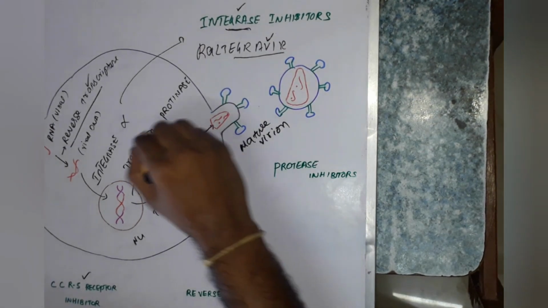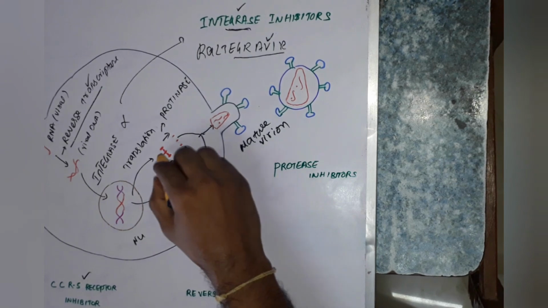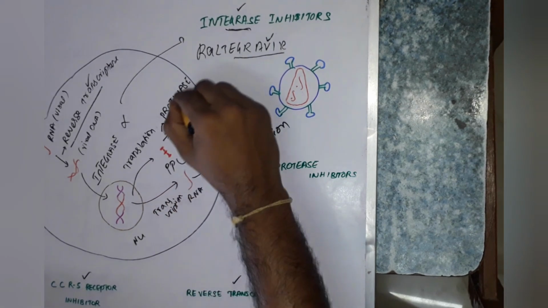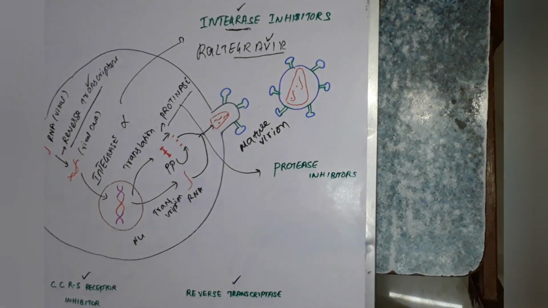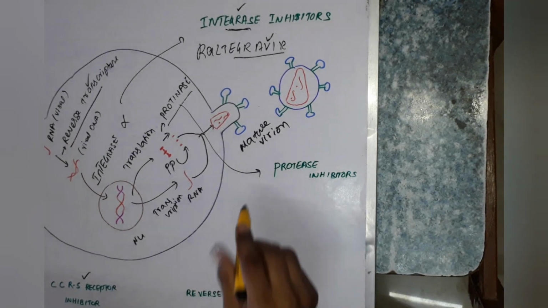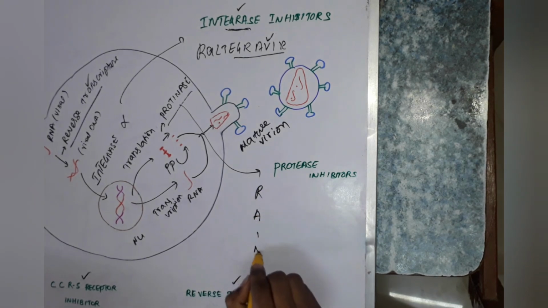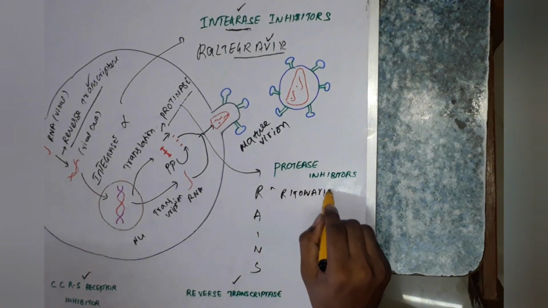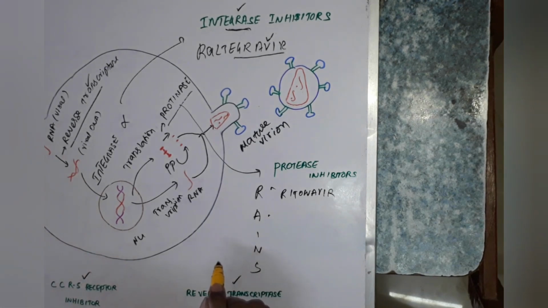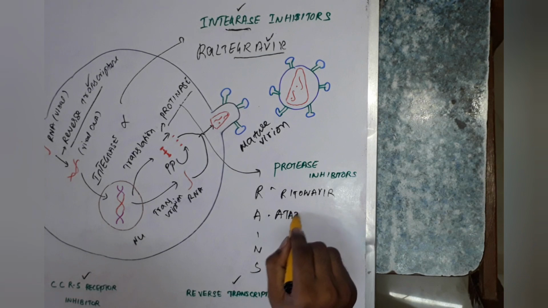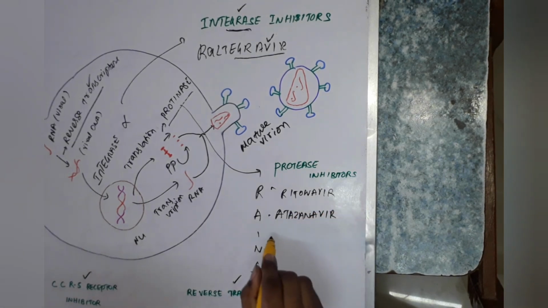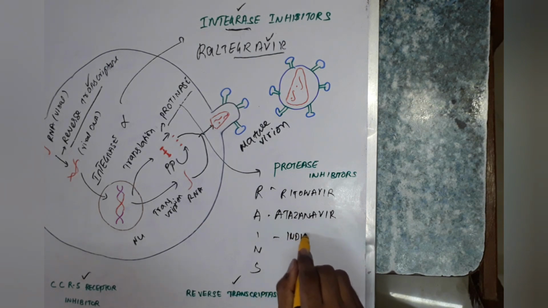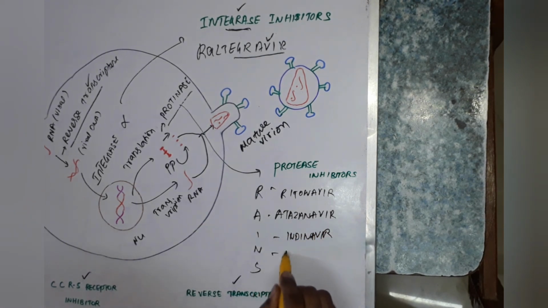Once it has entered and integrated into host DNA and it is about to be converted to protein, I am blocking at this point. So I call this the protease inhibitor. I'll tell you two ways you can easily remember it. One is the mnemonic RAINS. R is going to be your ritonavir, and A is going to be your atazanavir. I is going to be your indinavir. N is going to be your nelfinavir. S is going to be saquinavir.